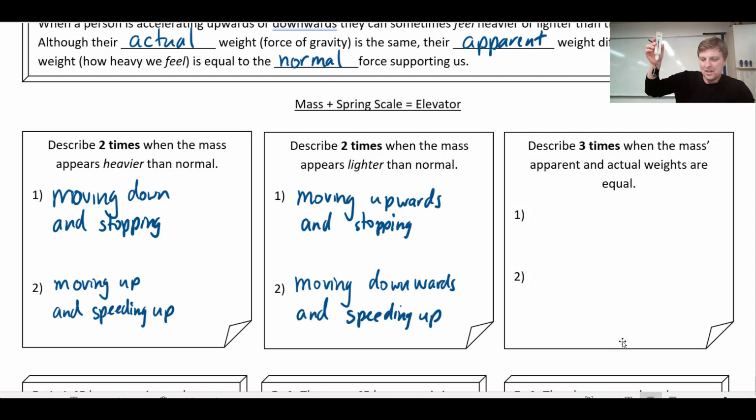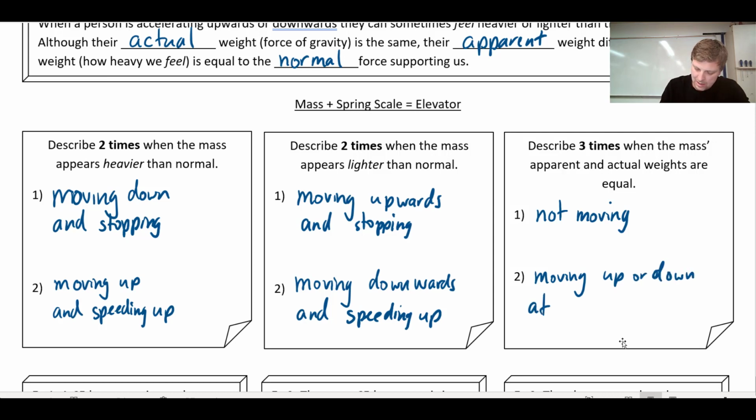And then the times when it's not really changing. If I'm not moving, then my apparent weight is equal to my actual weight. But that's actually not the only thing. I could be moving upwards or I could be moving downwards, but it's only if I'm moving up or down at a constant velocity. So let's think about all these situations.